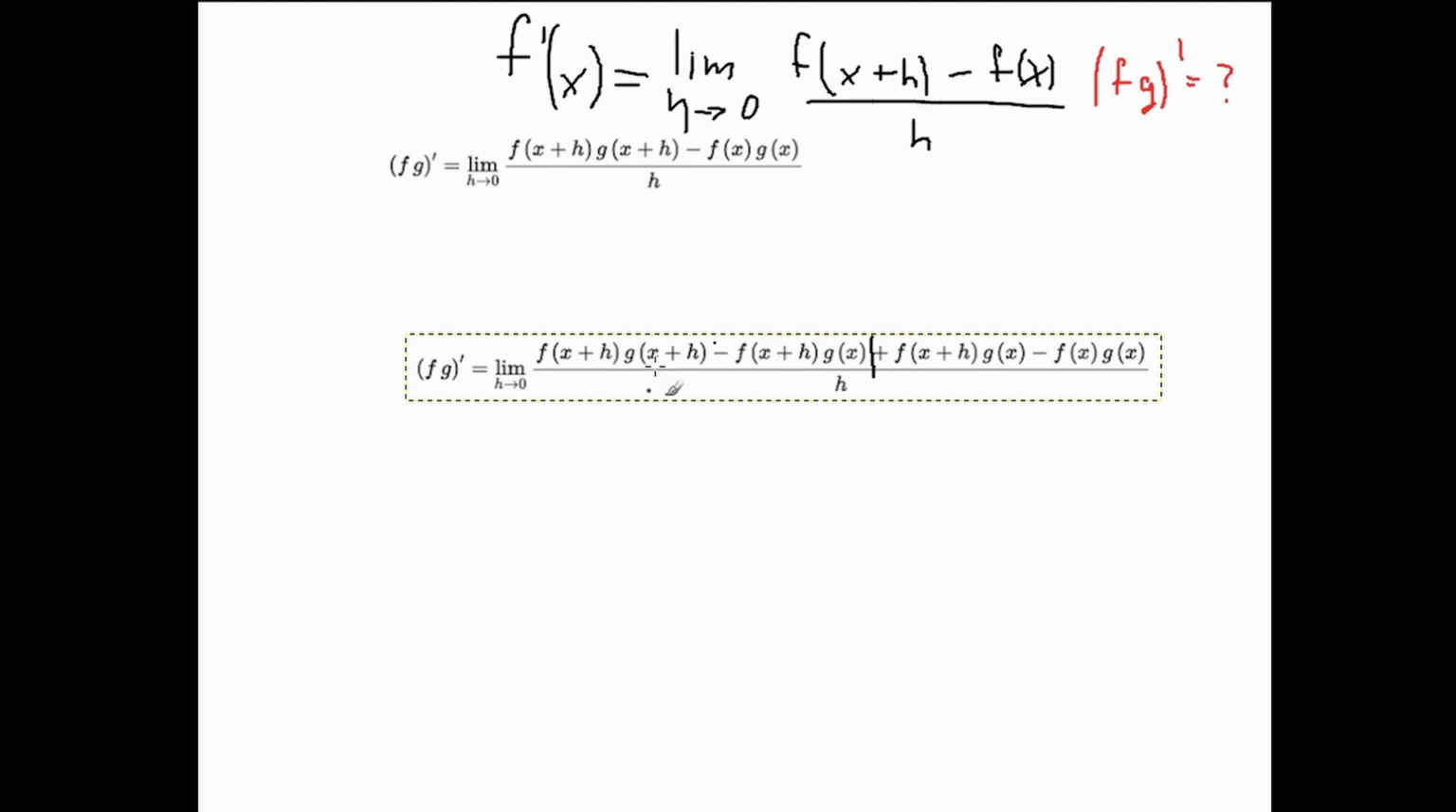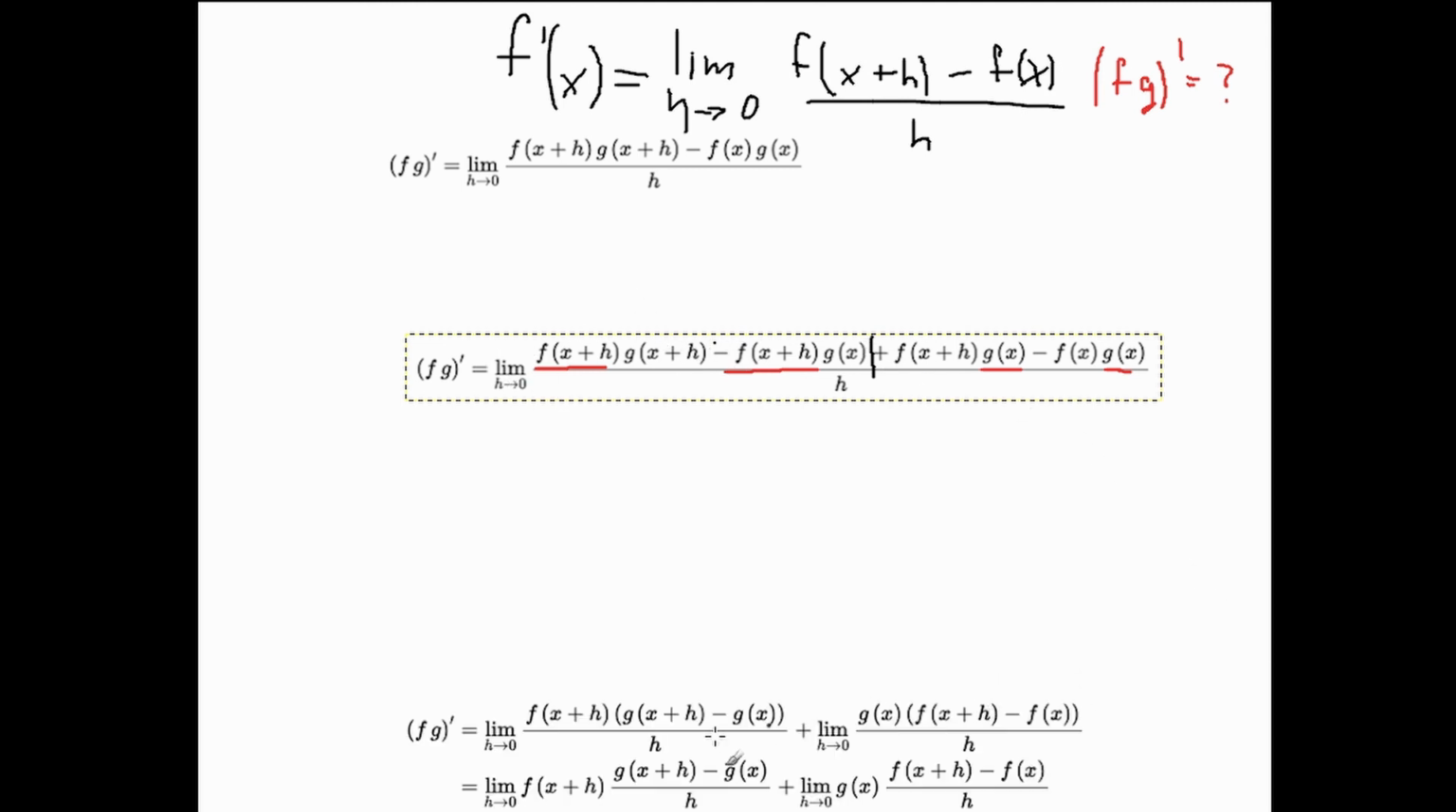Notice in these two first terms, we have a common factor of f of x plus h. We have f of x plus h right here, and we have f of x plus h right here, and we can factor this out of these two terms. And also in these two terms, we can factor out a g of x right here, and another g of x right here. So if we factor out these two terms and split the limit, we end up with this.